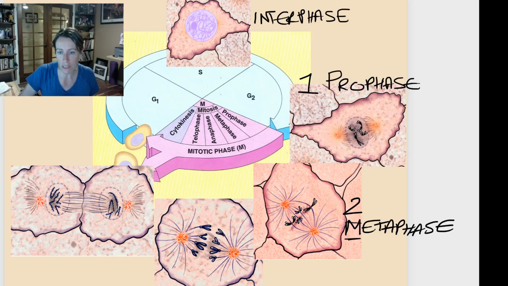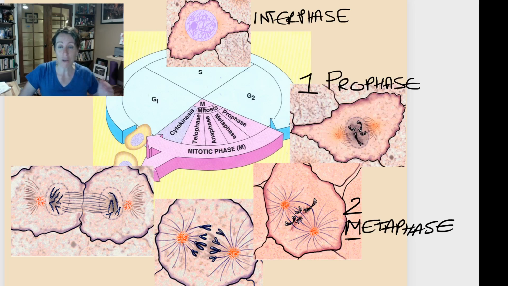There's nothing containing this anymore. There's nothing kind of around this anymore. It's gone, and the spindle has completely formed. So these fibers are now stretching from side to side in the cell. They're anchored onto these little bodies here. These are called centrioles. That's not super important, but the spindle fibers have formed.